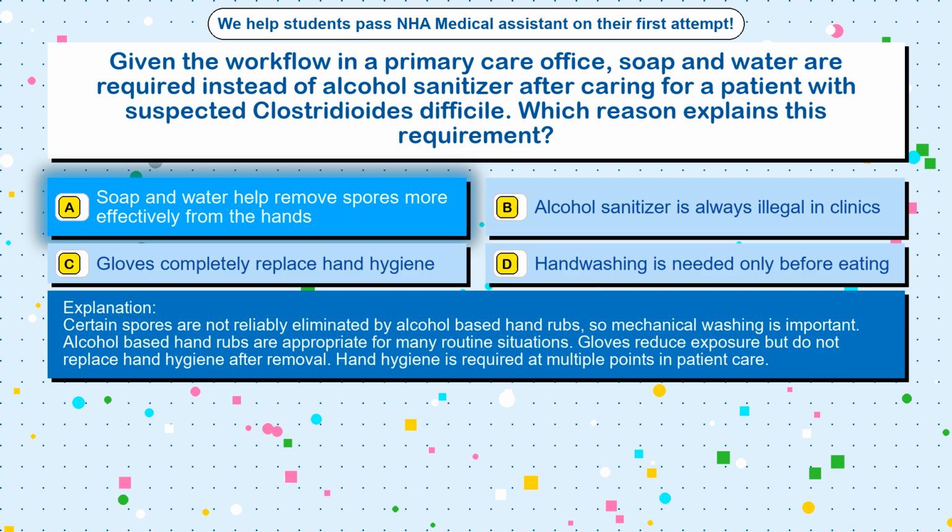Certain spores are not reliably eliminated by alcohol-based hand rubs, so mechanical washing is important. Alcohol-based hand rubs are appropriate for many routine situations. Gloves reduce exposure but do not replace hand hygiene after removal. Hand hygiene is required at multiple points in patient care.